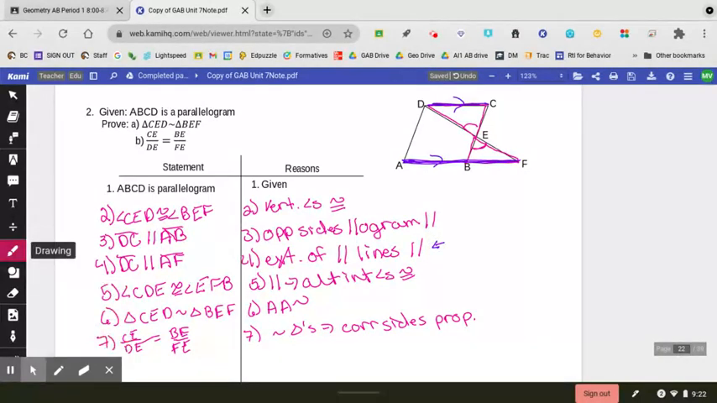Then, since those two lines are parallel, I have this transversal DF. So angle EFB is congruent to angle CDE because parallel lines, alternate interior angles are congruent. Therefore, I have my triangles by AA, and then I have my proportion because similar triangles imply its corresponding sides are proportional.